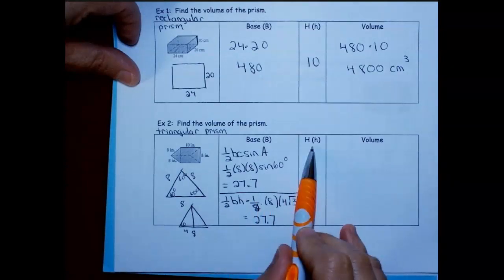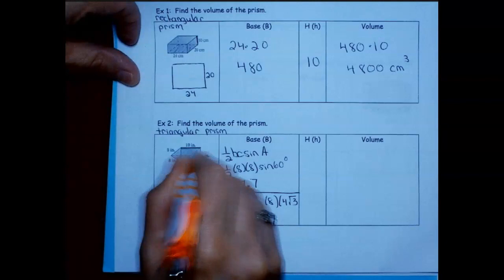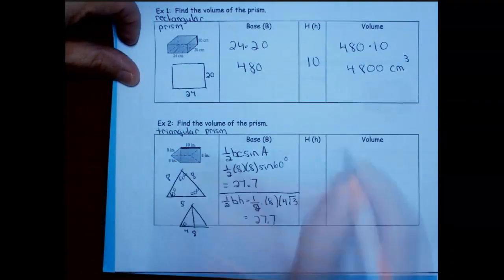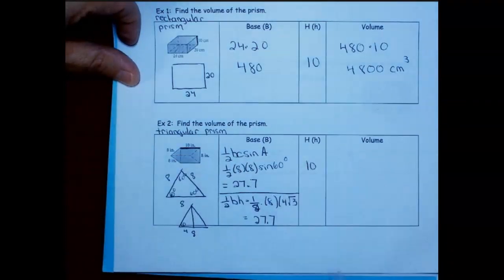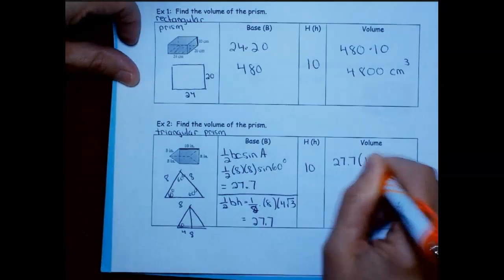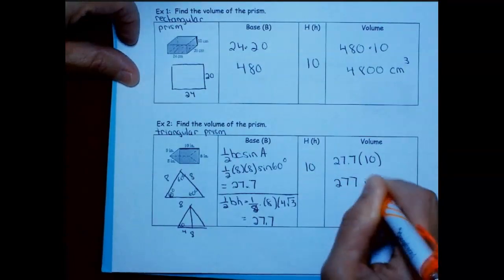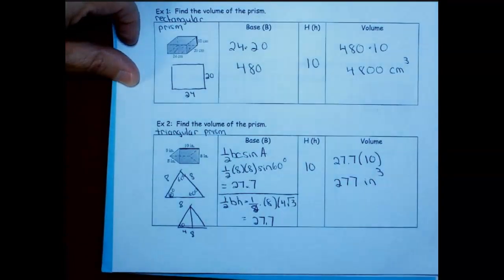Finally, we need the height of the prism. Remember, that's how tall that prism is. In other words, when I stand it on that triangular base, what is the height from one base to the other, which in this case is 10. Now I'm ready to plug into my formula. 27.7 times 10, we get 277 inches cubed.